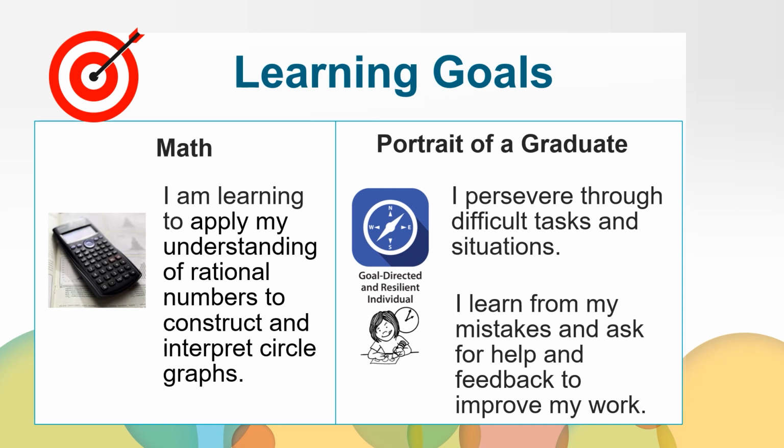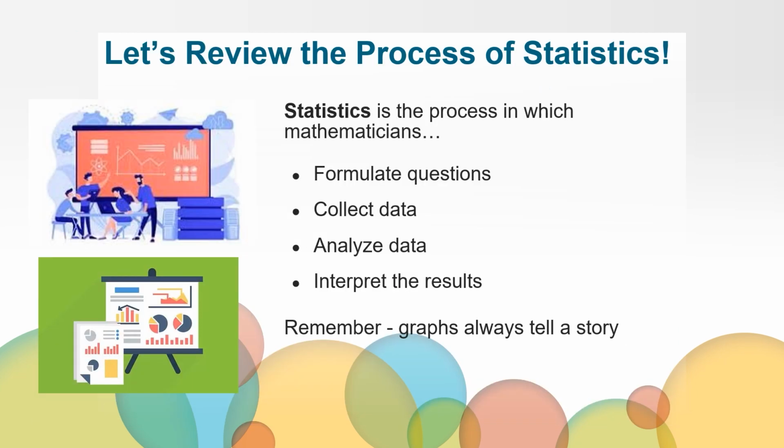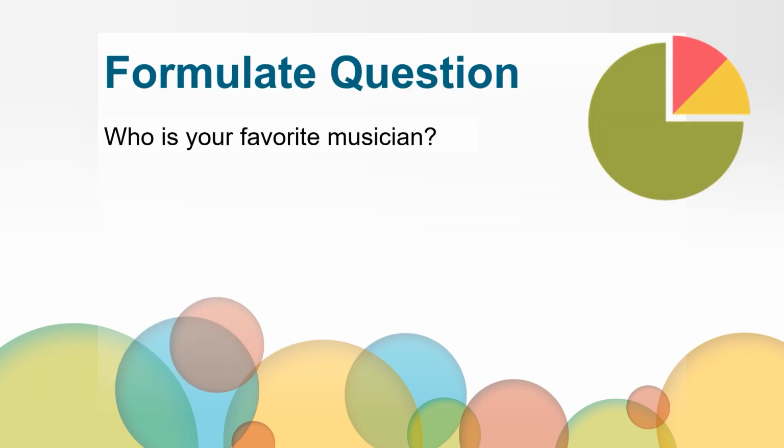Let's take a moment to review the process of statistics. Statistics is the process in which mathematicians formulate questions, collect data, analyze that data, and interpret the results. Mathematicians always have a purpose for collecting data, and the questions we ask are usually about things we want to learn more about. And the graphs we create always tell a story. The first step is to formulate a question.